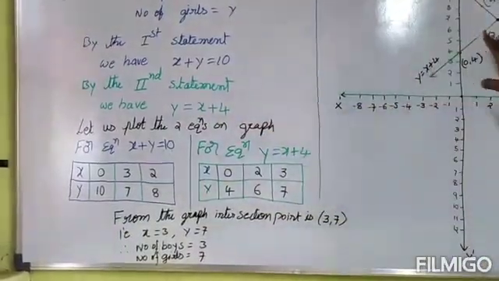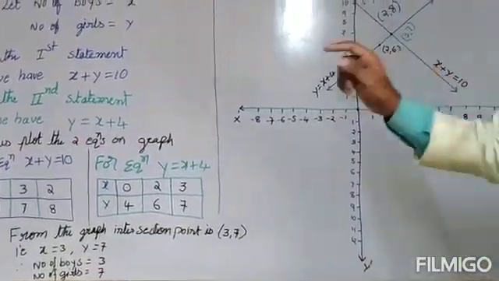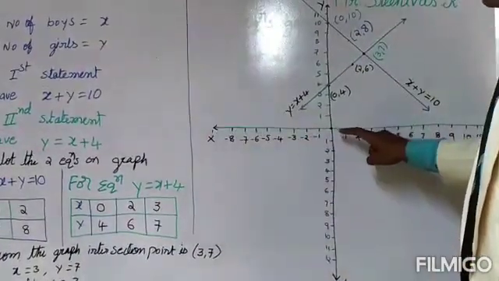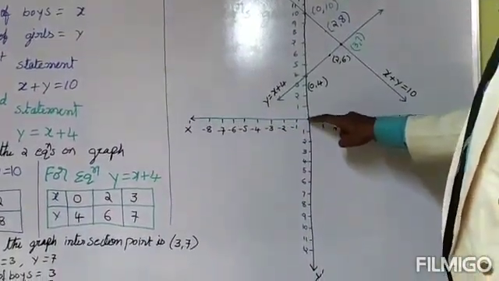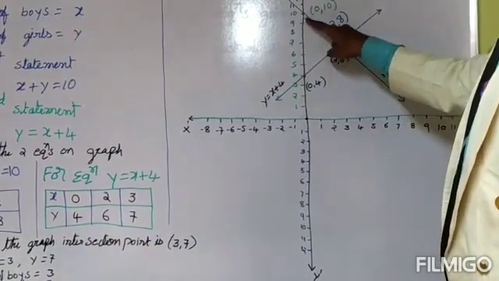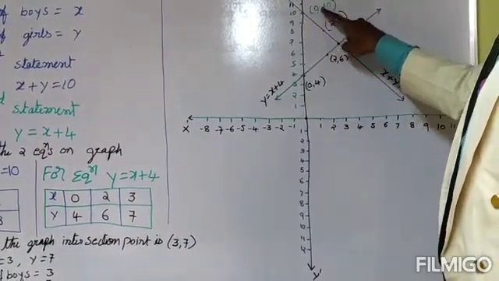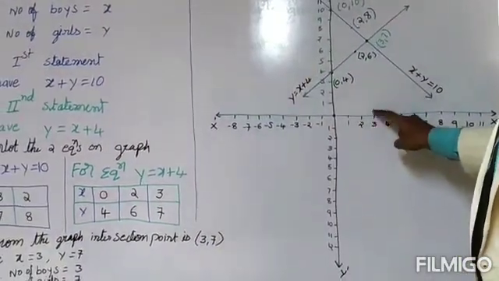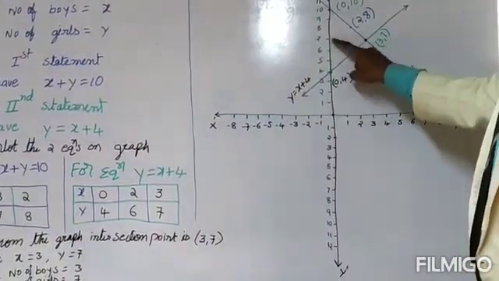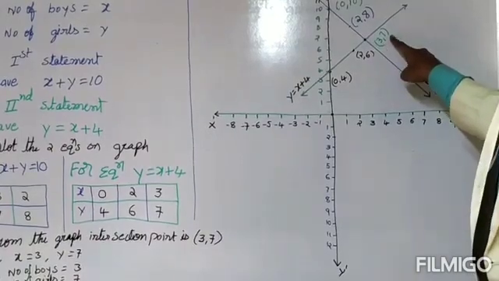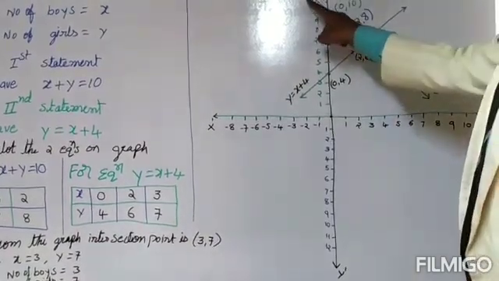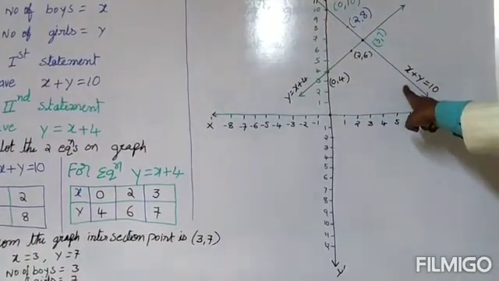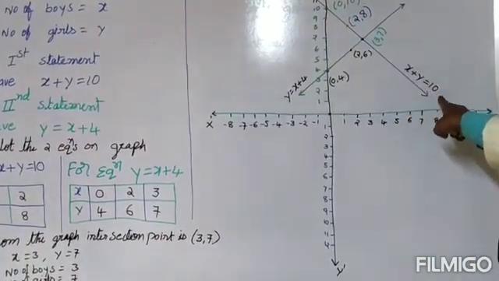So we come to the graph and plot those coordinates. First point is (0, 10): on the x-axis 0, on the positive y-axis 10. Second point is (3, 7): x-axis 3 and y-axis 7. Okay, and you join these points using the ruler. Then write the name of the equation, x plus y equal to 10.